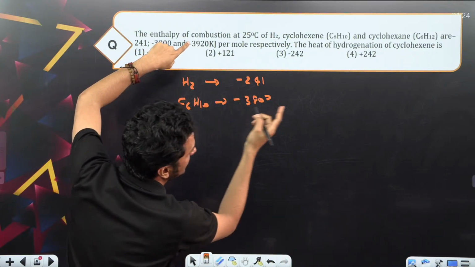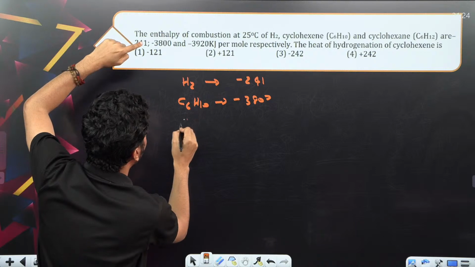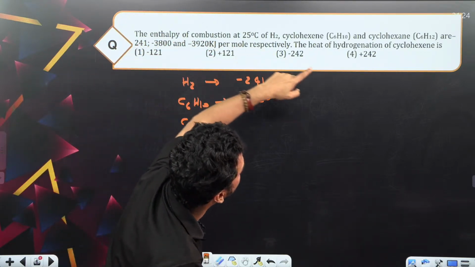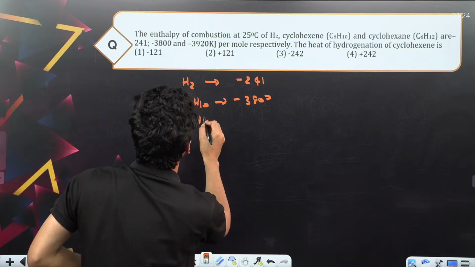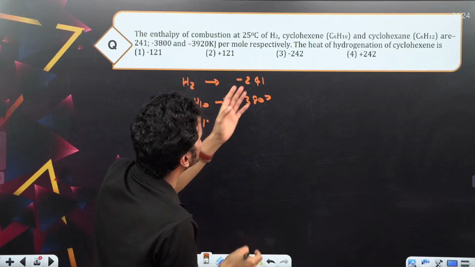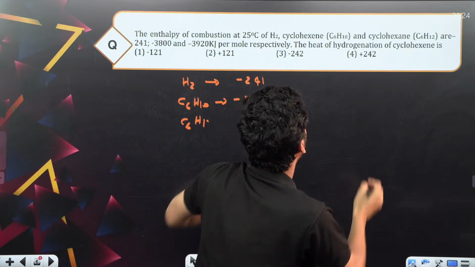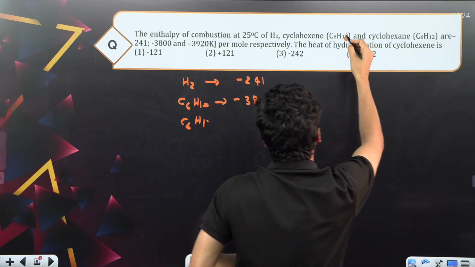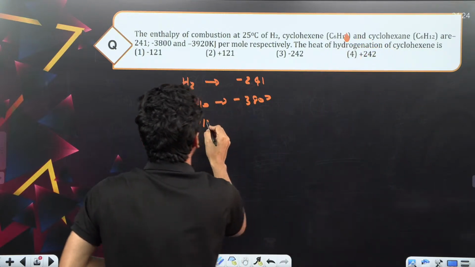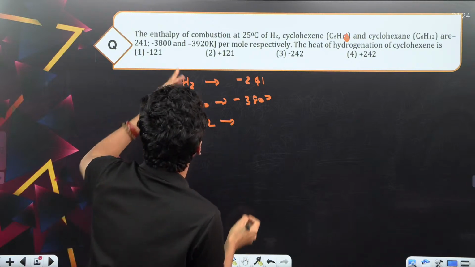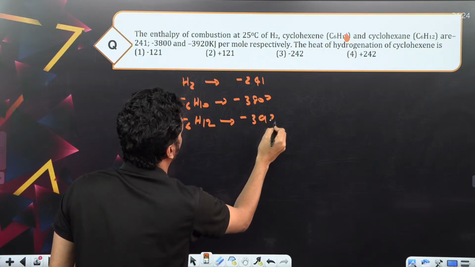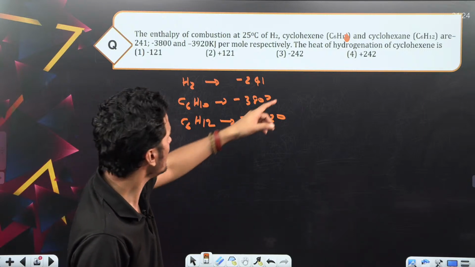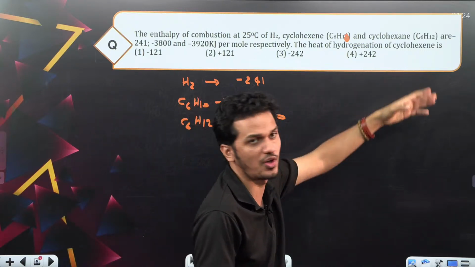Then cyclohexane, C6H12, is given as minus 3920. Then they are asking: the heat of hydrogenation of cyclohexene is?